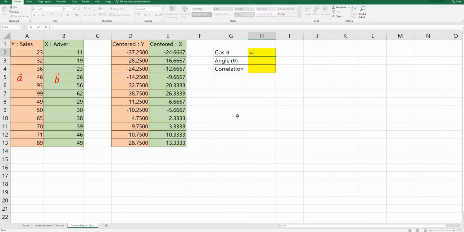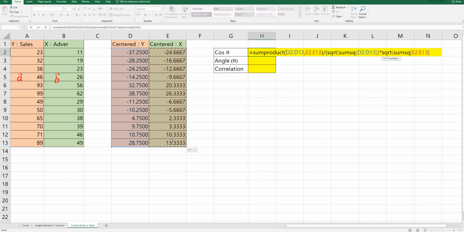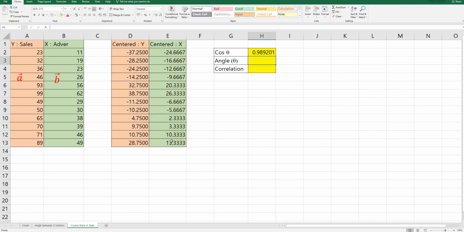Okay, then cosine theta can be calculated by the sum product of y variable and x variable divided by the square root of the sum of squares of vector Y times the square root of the sum of squares of vector X. Then the angle can be calculated by arc cosine of this value. Right, only eight degrees.